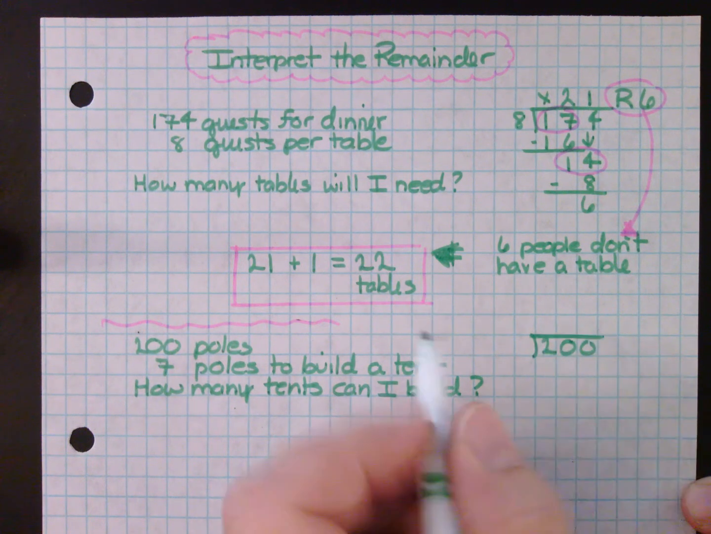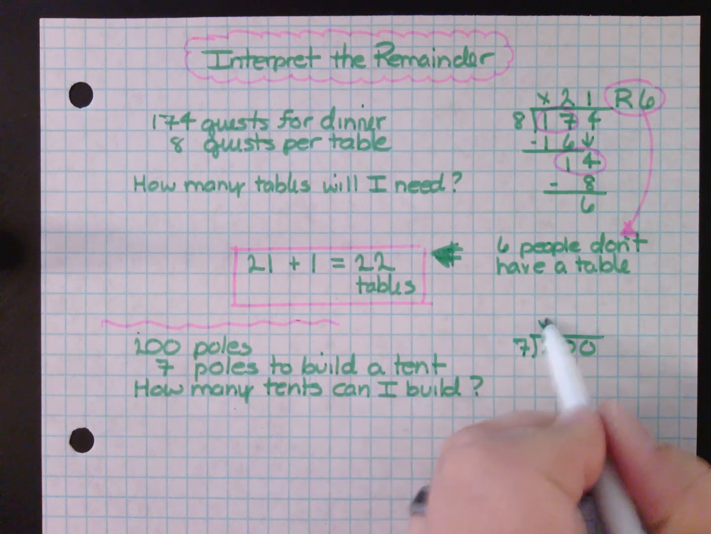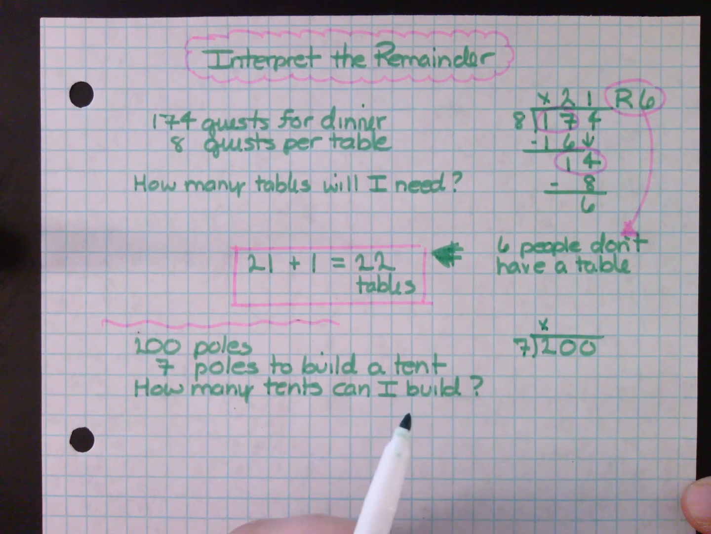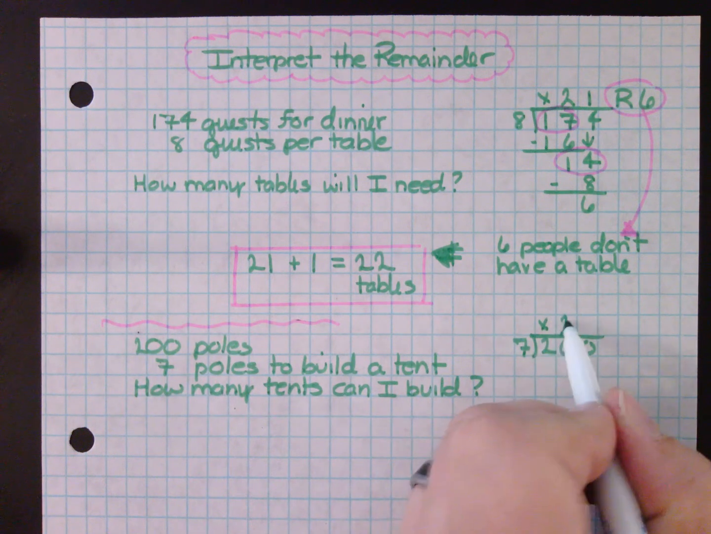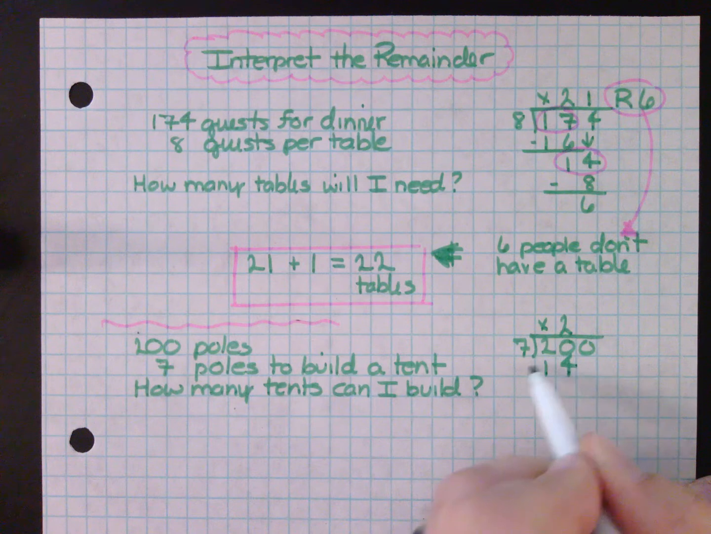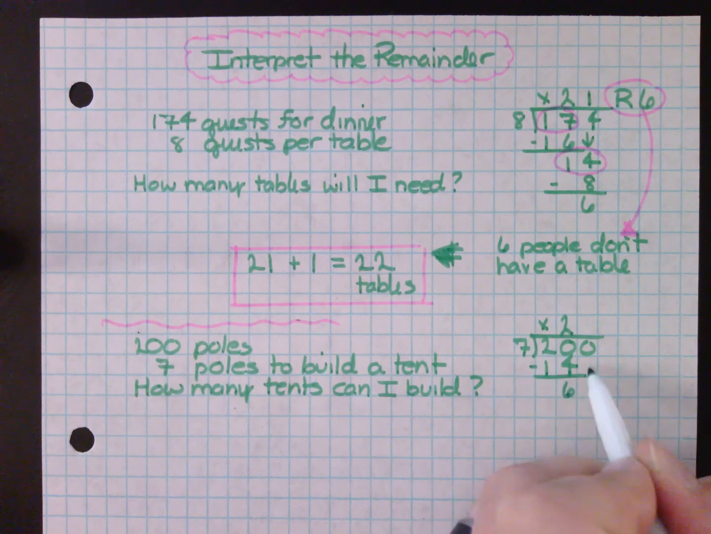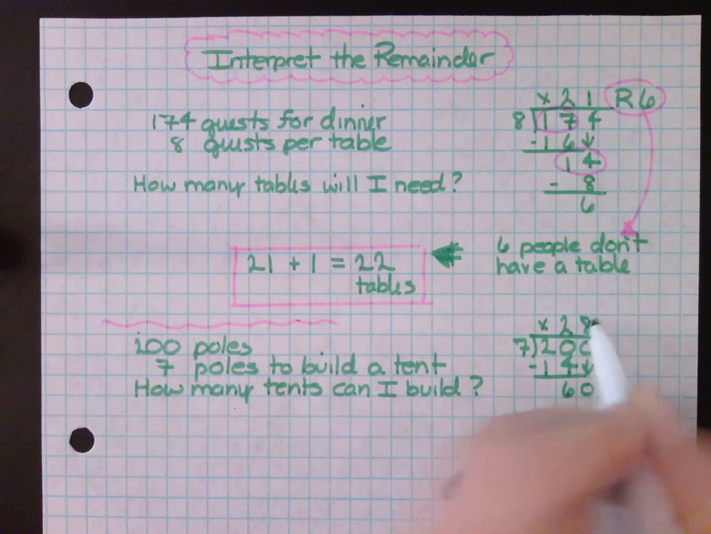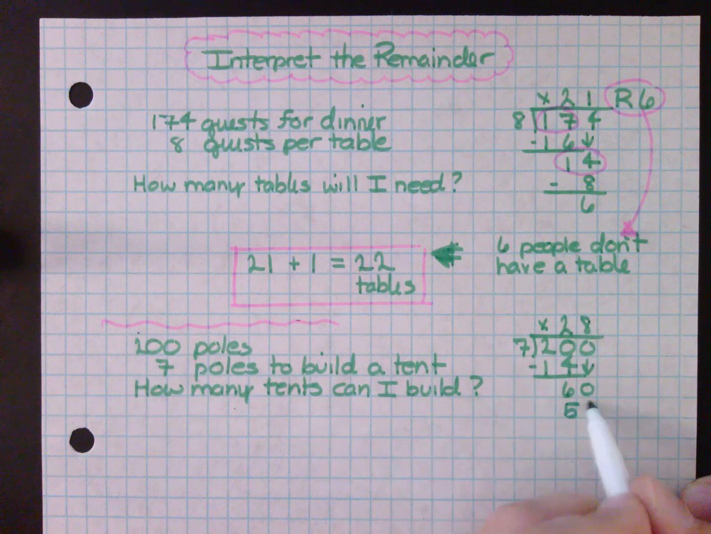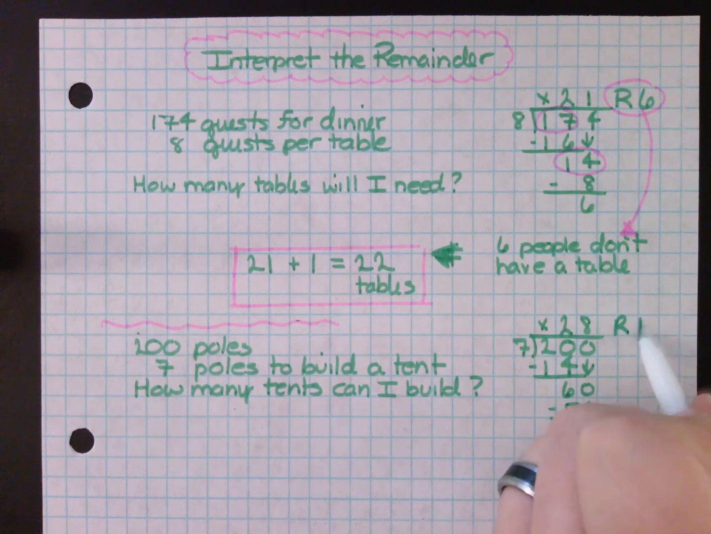divided by 7. 7 goes into 2. 7 goes into 20 twice. 2 times 7 is 14. I subtract and I get 6. 7 cannot go into 6, so I can bring down my 0. And 7 goes into 60 8 times. 8 times 7 is 56. I subtract, and I get a remainder of 4.